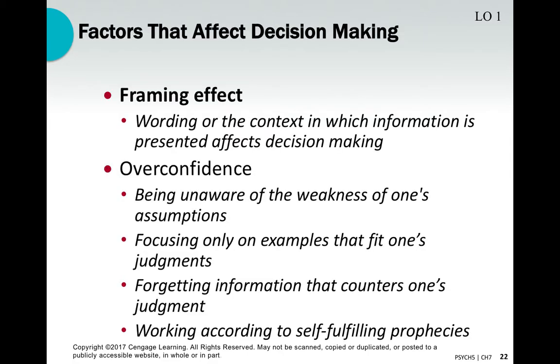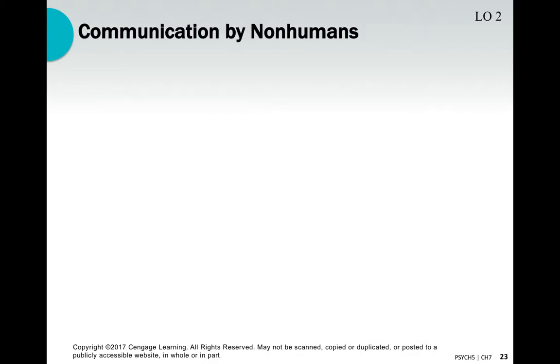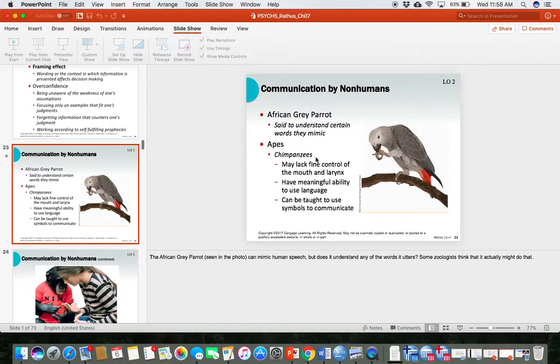Okay, so that's it for chapter 7, part 1. We're going to stop here on cognition, and when we come back, we're going to get into language. So we'll start with communication with non-humans. So let's stop here, and we'll pick back up on the next video.